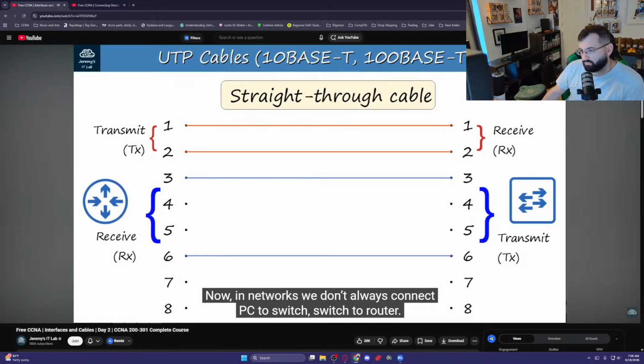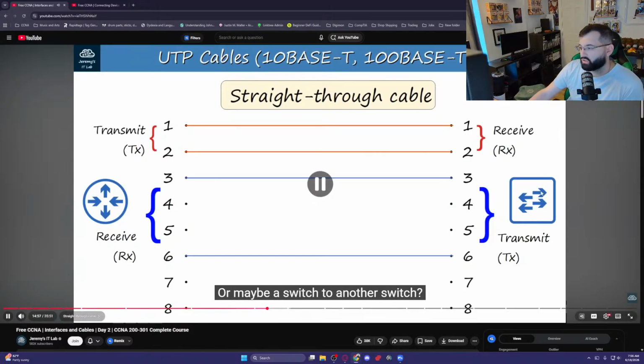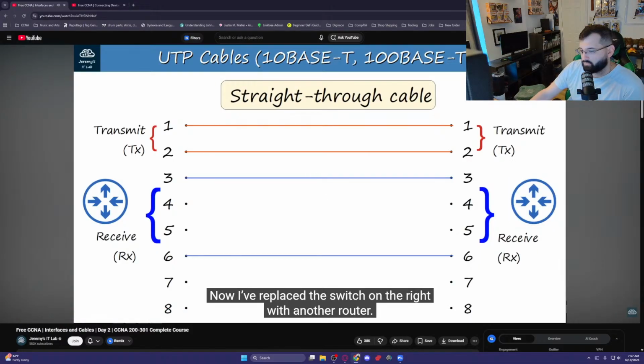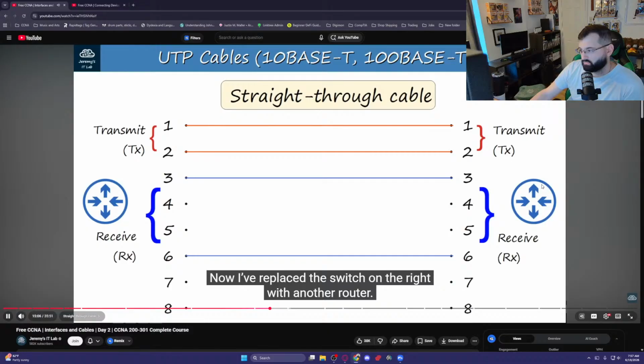Now, in networks, we don't always connect PC to switch, switch to router. What if we want to connect a router to another router? This is straight through because data is transmitting straight through. It's all going one direction on 2 pins, and it's all coming back on the other 2 pins. Pins 1 and 2 go directly to wherever the data is trying to go, and then 3 and 6 bring it back, or take it to another switch, or maybe connect 2 PCs together. Now I've replaced the switch on the right with another router. What will happen if the router on the left sends data to the router on the right?